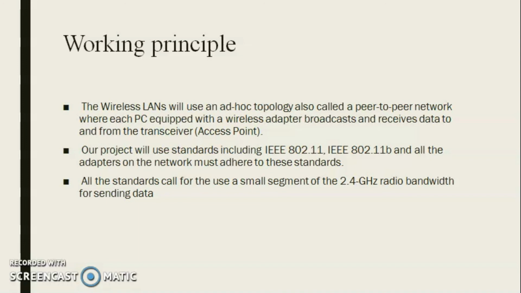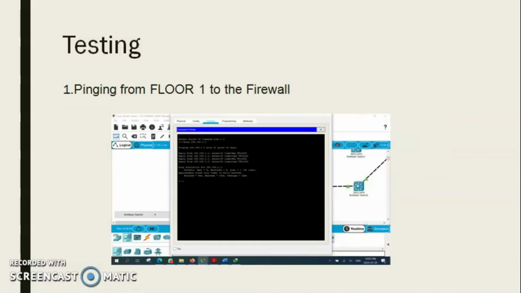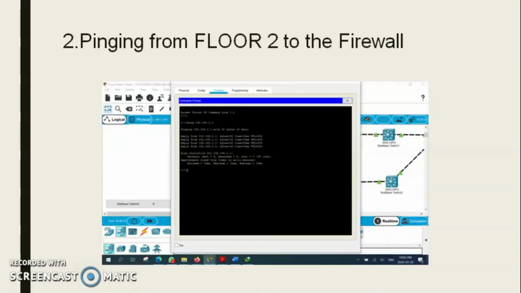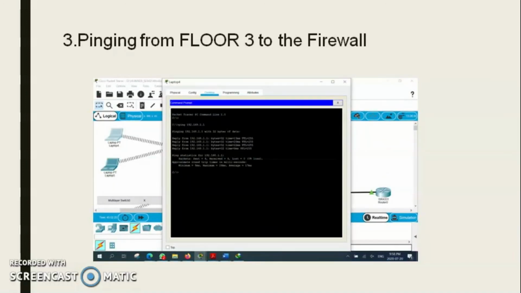So this is our testing part. We have tried to ping from the user equipment from floor 1 to our firewall security, which, as we can see, is successful. And similarly, we have tried to ping from floor 2 user equipments to the firewall, which is also very successful. And same for floor 3, by which we can get to know that our network is not facing any difficulty, and it's also clearing the security issues in our Wi-Fi.